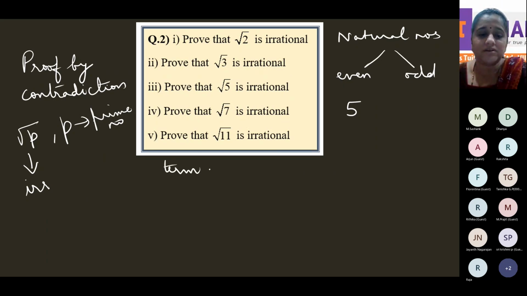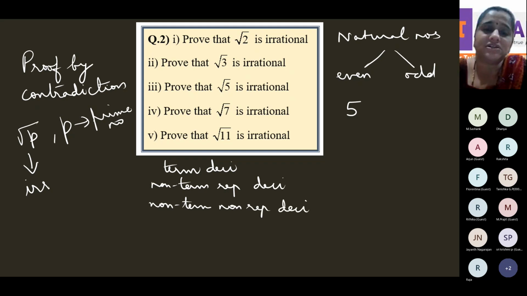These are the only three types of decimal expansions we have: terminating decimals, non-terminating but repeating decimals, and non-terminating, non-repeating decimals. Repeating can be replaced with recurring, so non-terminating, recurring decimals and non-terminating, non-recurring decimals.